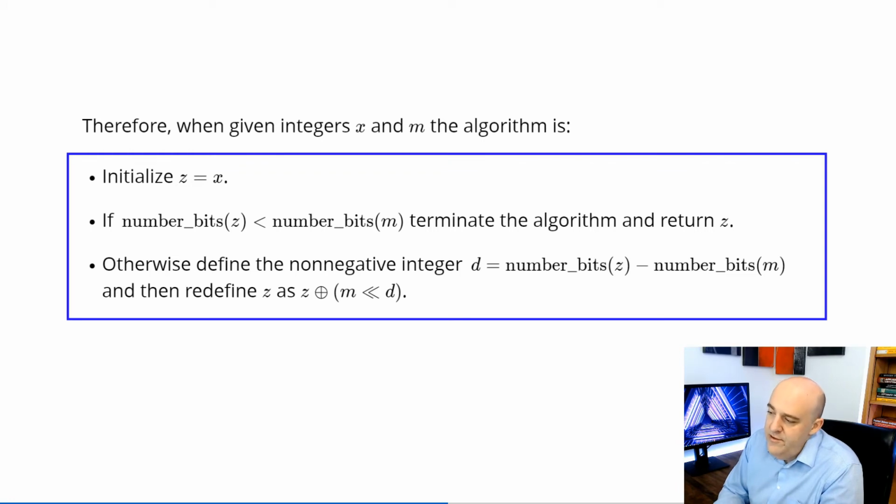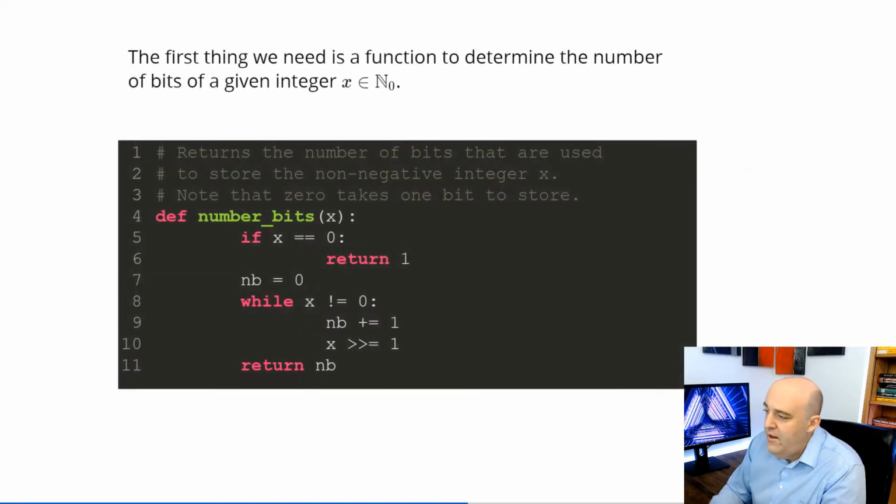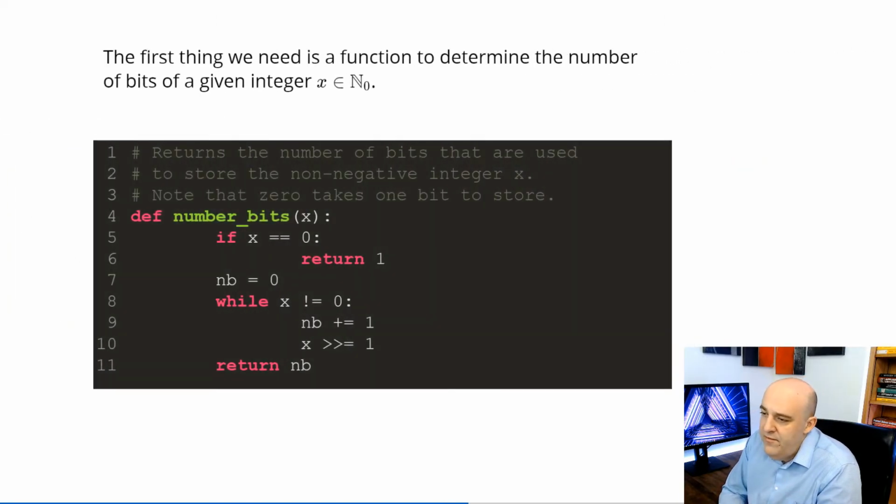So given integers x and m, non-negative integers, the algorithm will be this. We'll define z to be x. If the number of bits of z is less than the number of bits of m, then we stop and we return z. Otherwise, we define d to be the difference in the bits, and then redefine z as z XORed with m left shifted by d. And eventually, our break condition will occur. The number of bits of z will eventually be less than the number of bits of m. And then we break out and return z, and that'll be the result we're looking for.